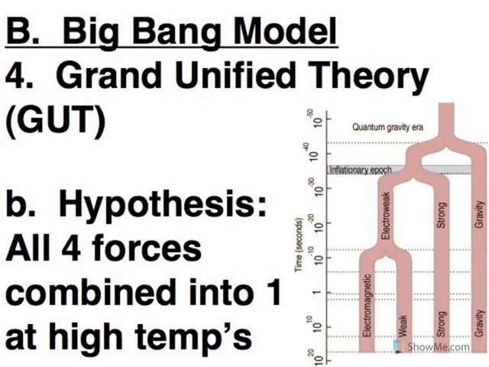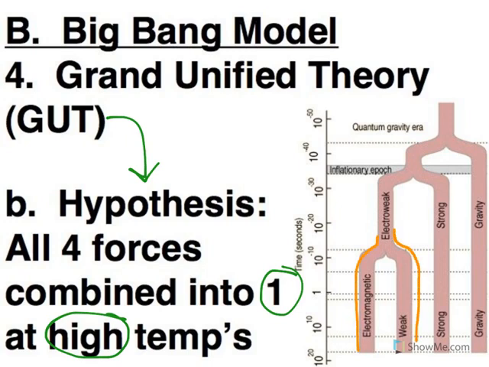So the grand unified theory has to do with this idea that if you can get temperatures high enough, there's only one force. Now experimentally, we have combined the electromagnetic and the weak nuclear force into one force, the electroweak force. We've done that in a laboratory. And we have combined the electroweak force and the strong nuclear force in a laboratory.